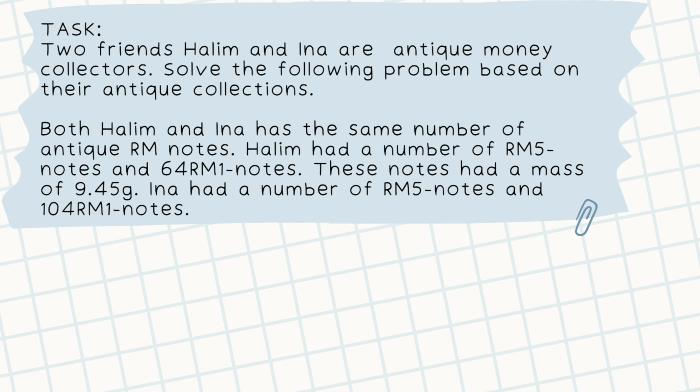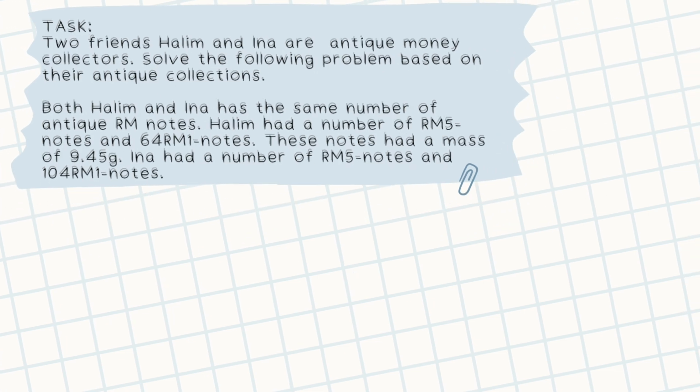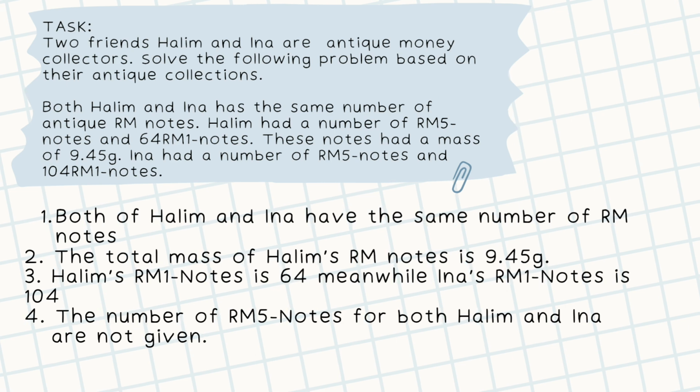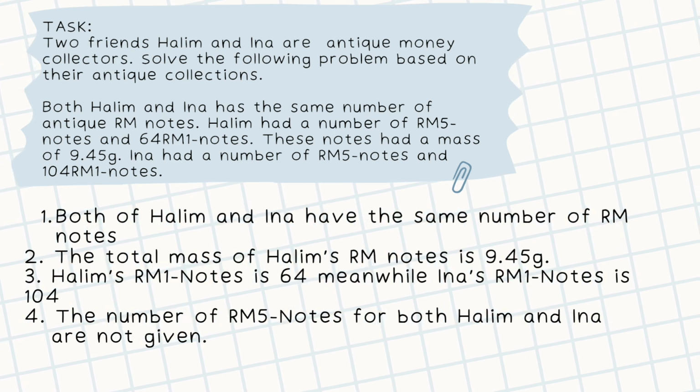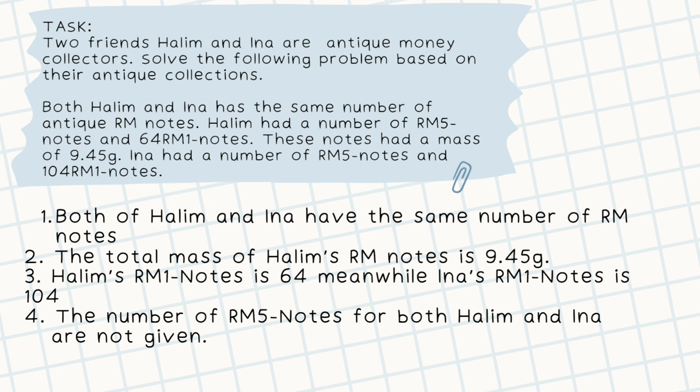These notes had a mass of 9.45 grams. Ina had a number of 5 ringgit notes and 104 1 ringgit notes. Both Halim and Ina have the same number of ringgit notes. The total mass of Halim's ringgit notes is 9.45 grams.